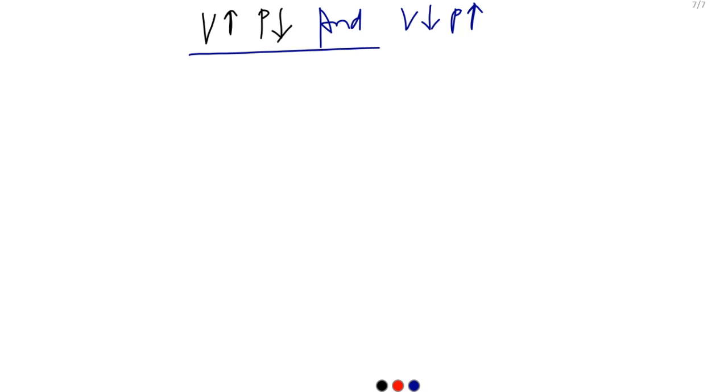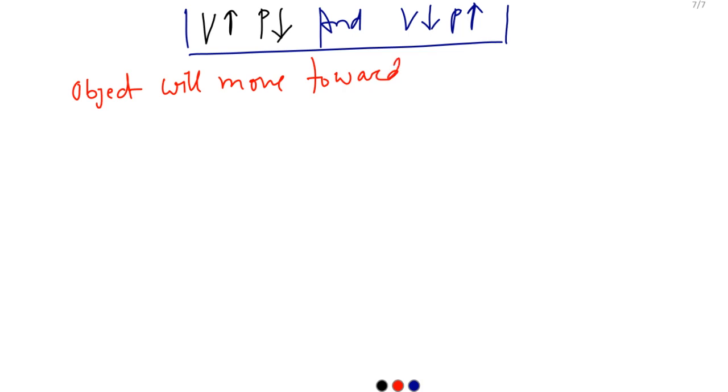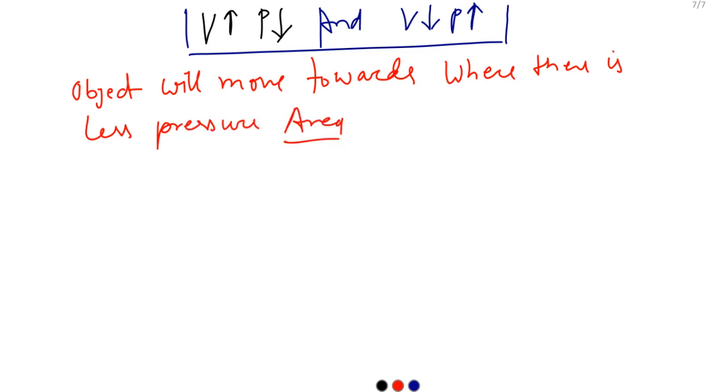So what will happen if this is going on with respect to a certain fluid and object? Note one point, this is very important. The object will move towards where there is a less pressure area. What does it mean? Less pressure area means what?